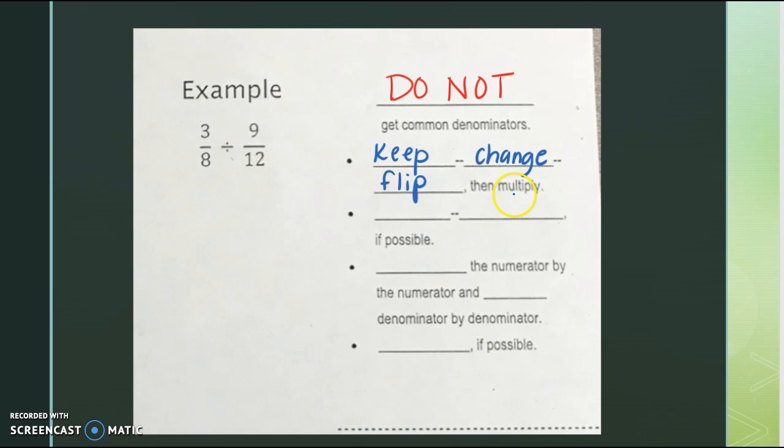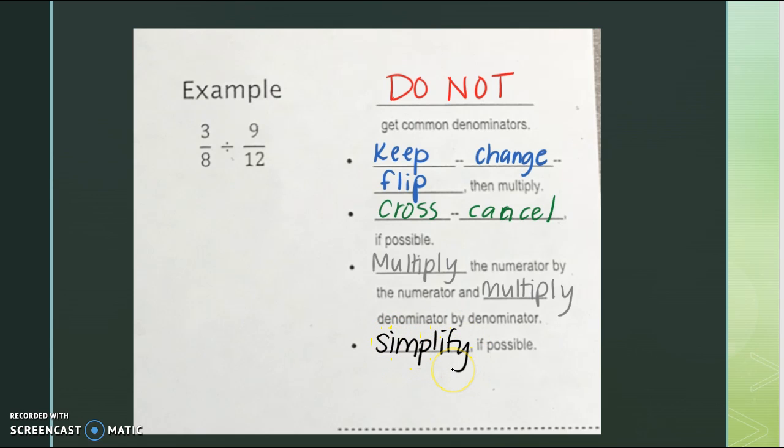Then we're going to end up multiplying. So we start following the rules for multiplying fractions. So again, we want to look to see if we can cross cancel, if that is possible. Then we want to multiply the numerator by the numerator and multiply denominator by denominator. And then again, lastly, we want to simplify if that's possible. So once we've done that keep, change, flip step, everything follows the same rules and steps as multiplying our fractions here. So why don't we go ahead and do our example problem.